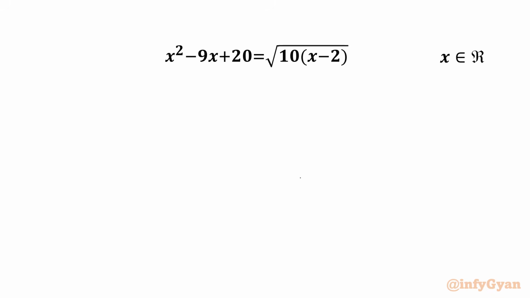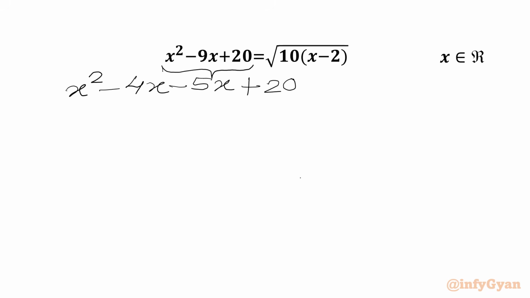Let's get started by writing the domain of the equation. But before that, let us find the factorization of the LHS. So we can split our middle term, minus 9x, as minus 4x minus 5x. The product will be equal to 20x squared, which is matching as per our condition.